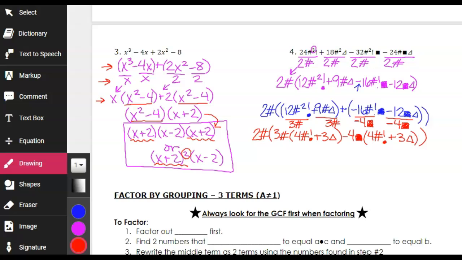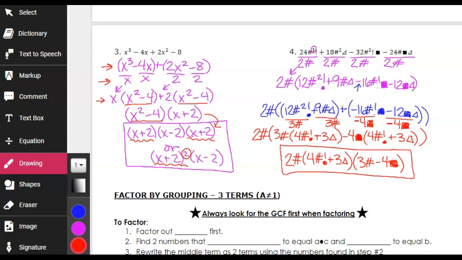Notice that 4 pound exclamation mark plus 3 triangle is the same. So that's one of my factors: 4 pound exclamation mark plus 3 triangle. The GCF makes up the other factor, so 3 pound minus 4 square. And the original GCF needs to be part of my factors out at the front.